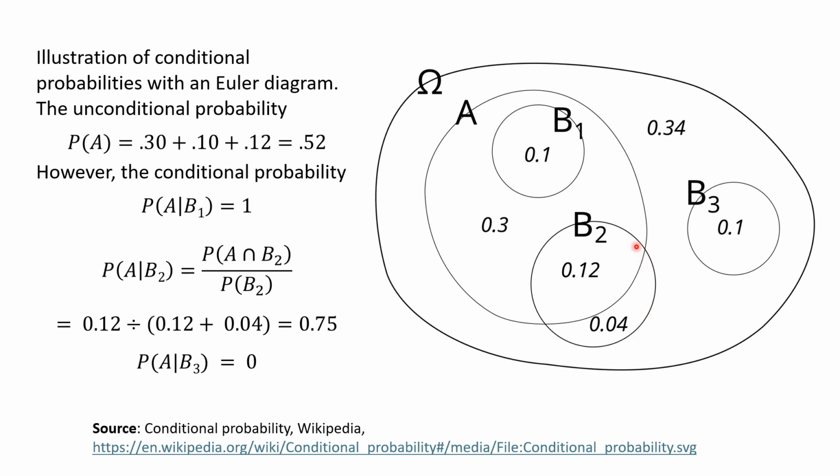So that would be these two added together, 0.16, and we divide and we get 0.75. And then the last example here is the probability of A given B3. Well, if B3 happens, it's outside of A, so these are what are called mutually exclusive events. If B3 happens, then A could not happen, so it's 0. And if you switch these around, the probability of B3 given that A happened would also be 0 because, again, these are two mutually exclusive events.